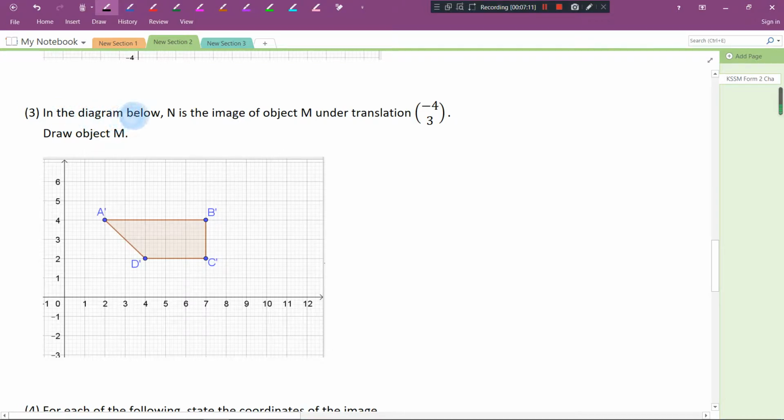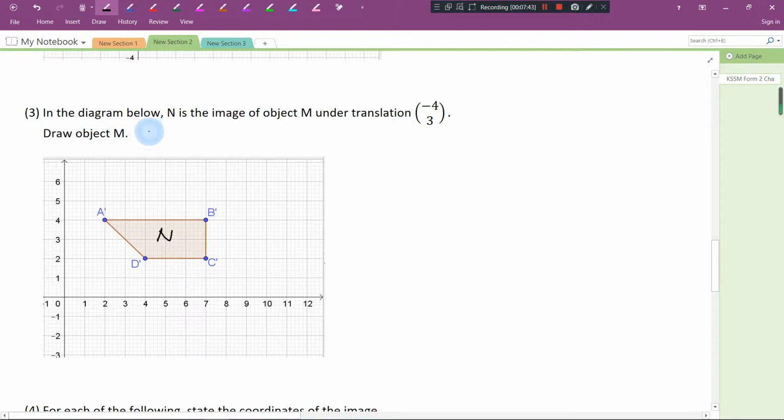In the diagram below, N is the image. Let me label this as N. So this is the image. N is the image of object M. You notice that you have a prime, prime, prime, prime. So this is the image. Now under a translation of negative 4, 3, draw the object M.